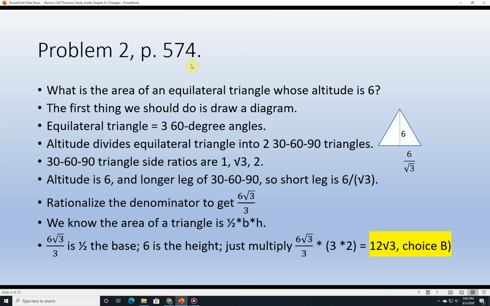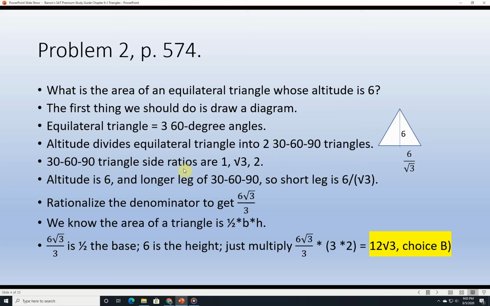Problem 2, page 574. What is the area of an equilateral triangle whose altitude is 6? Well, we draw a little altitude. You can pretend there's a little box there to tell you that it's a right angle. But you should know an altitude is always at a right angle with the base of a triangle. So, the first thing we should do is draw a diagram. An equilateral triangle has three 60-degree angles. The altitude divides the equilateral triangle into two 30, 60, 90 triangles, so we know these are 60. We know these ones at the top are both 30, and this, of course, is 90 in the middle.